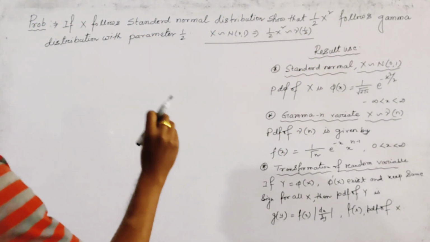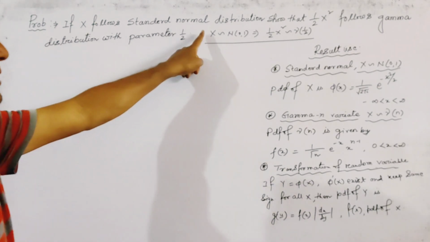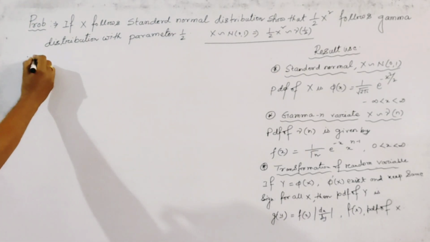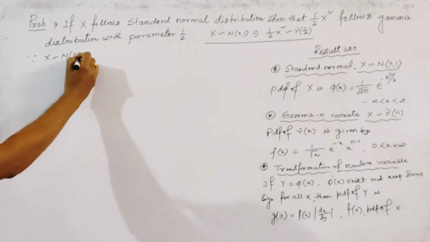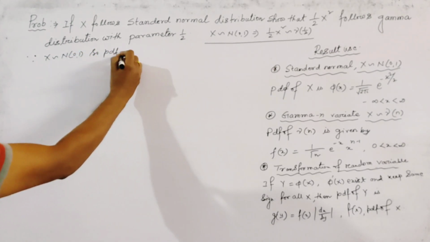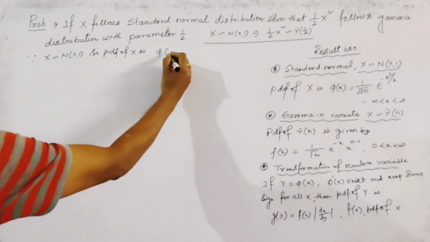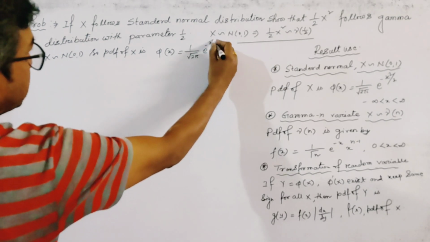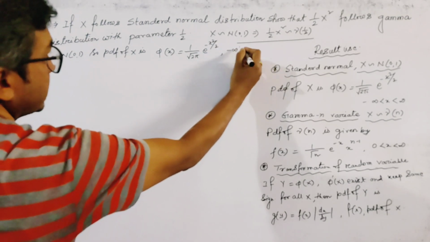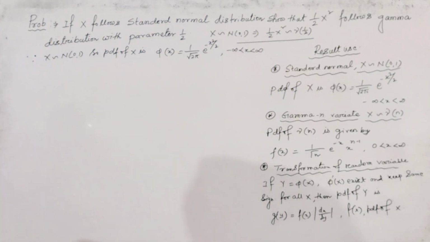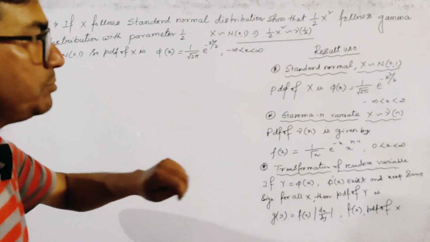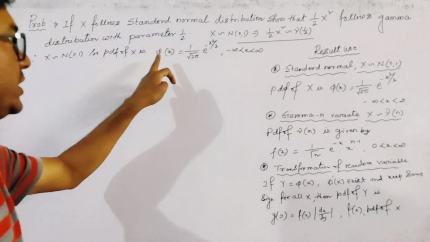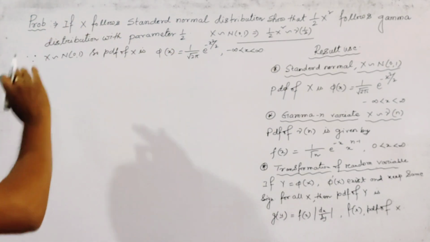Here we first write the PDF of X, which is normal 0, 1. Since X is normal 0, 1, the PDF of X is given by phi of x, equal to 1 by root 2 pi into e to the power minus x squared by 2, and the range is minus infinity less than x less than infinity. For all other distributions, PDF is denoted by f of x, but for the standard normal distribution, PDF is denoted by small phi of x. For this reason, we write phi of x here.